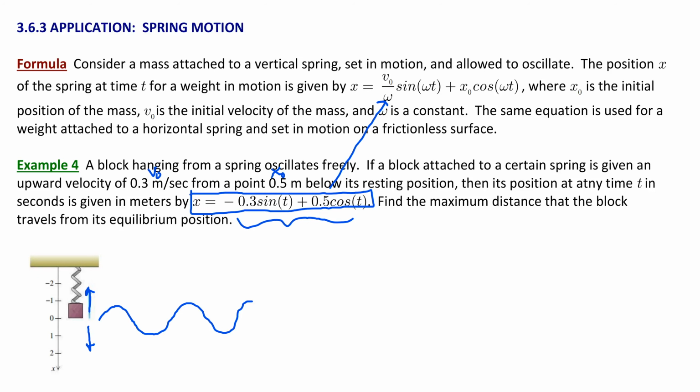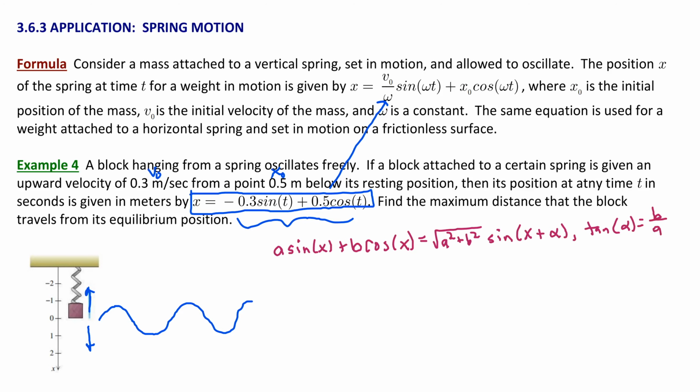If you'll recall, a function of the form a sine of x plus b cosine of x can be condensed into the expression square root of a squared plus b squared times sine of x plus alpha, where tangent of alpha is equal to b divided by a. Recall, this is called our reduction formula.